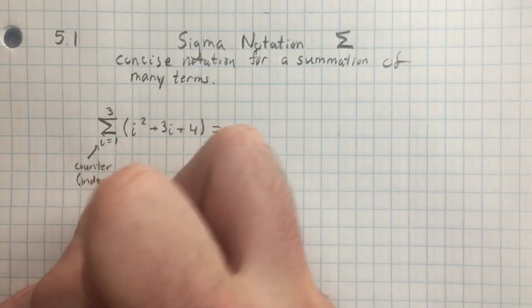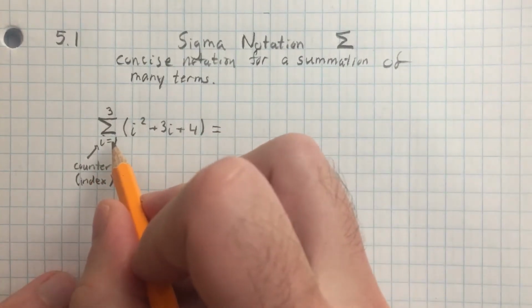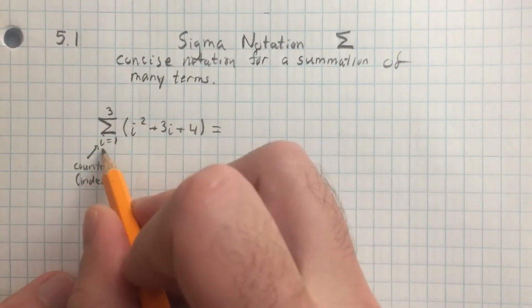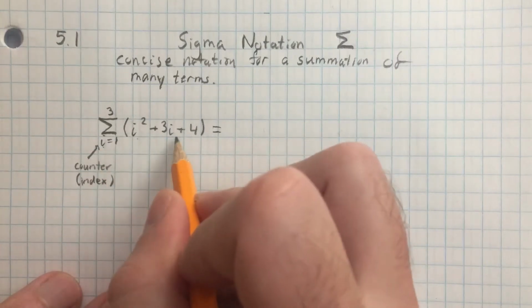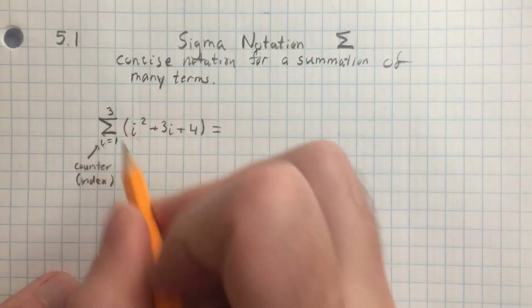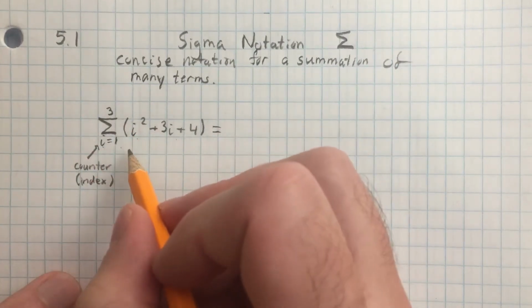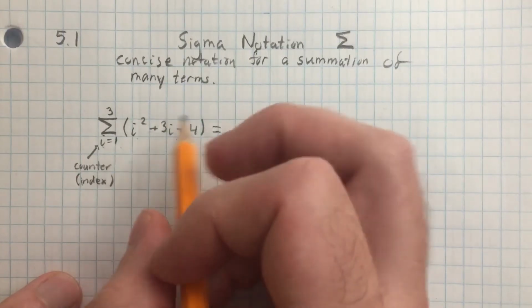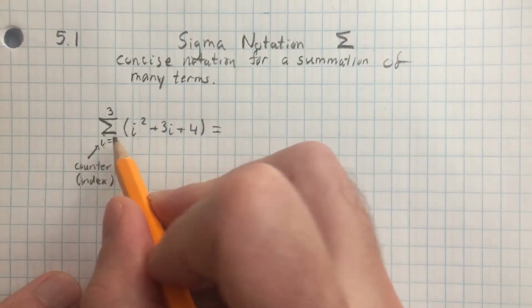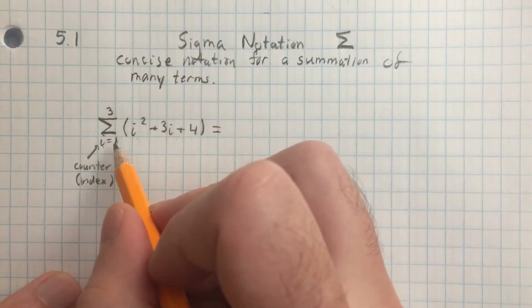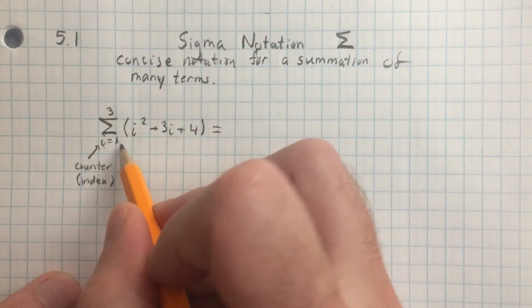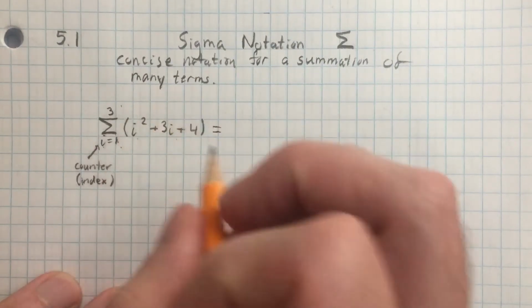I sometimes call it a counter because what's happening is as you start to write out the terms here, this i value will count from 1 to 3, basically. So right now I know there's going to be 3 terms because there are 3 numbers from 1 to 3, the numbers 1, 2, and 3. So this tells you the beginning of the index, and this tells you the end of the index.